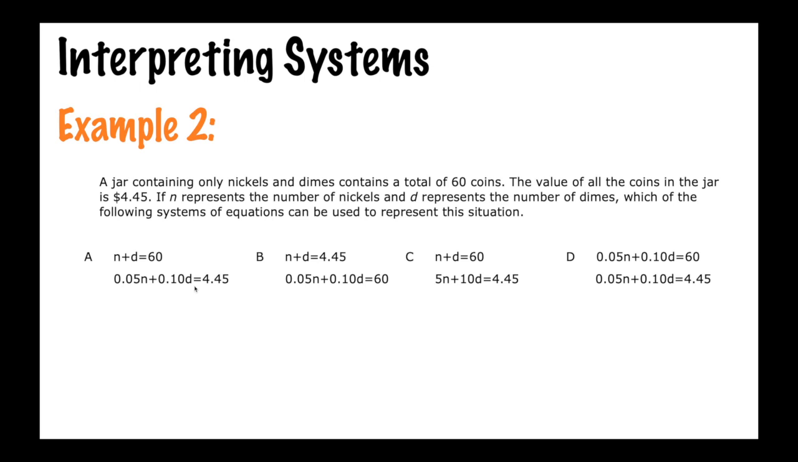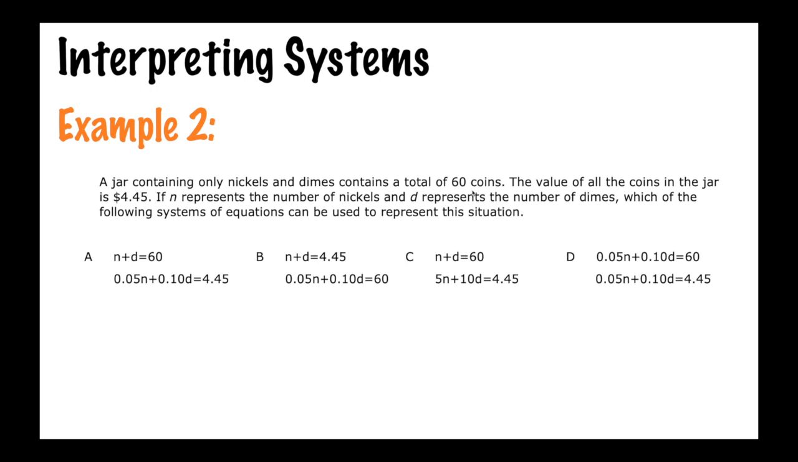Something to keep in mind here is that because our answer in this scenario is talking about $4.45, then that means that we need the numbers that are in front of N and D to be in terms of dollars. And that's why we are going to have to eliminate option C here, because this would be saying that it was $5 for the nickel and $10 for the dime. So it's definitely going to have to eliminate that, and we have really 2 options at this point, again, because it's not going to be equal to the 60 right here.